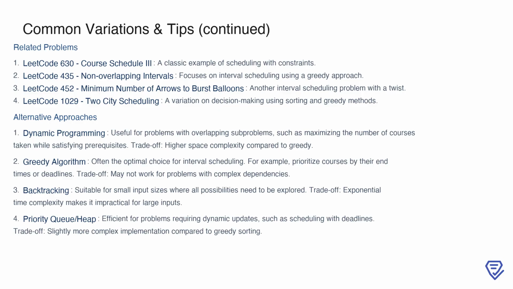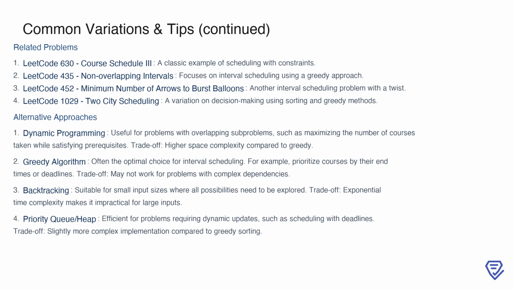Now, when it comes to alternative approaches, dynamic programming can be particularly useful for problems with overlapping subproblems, such as maximizing the number of courses while meeting prerequisites. However, this often comes with higher space complexity. Greedy algorithms, on the other hand, are well suited to interval scheduling, where you might prioritize courses by their deadlines or end times. The trade-off here is that greedy methods may fall short for problems with intricate dependencies.